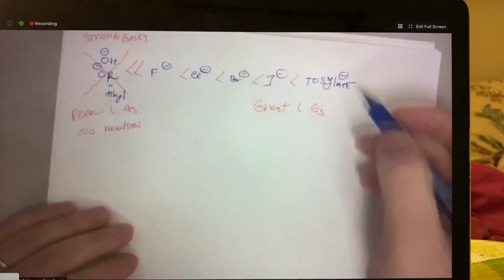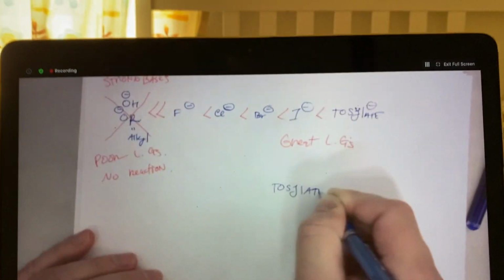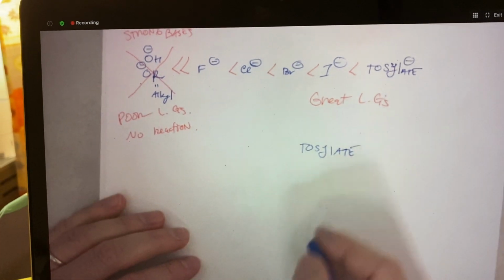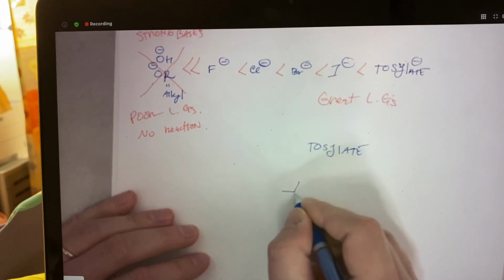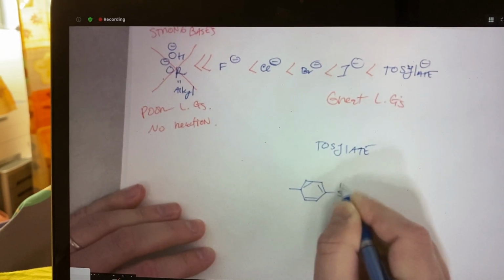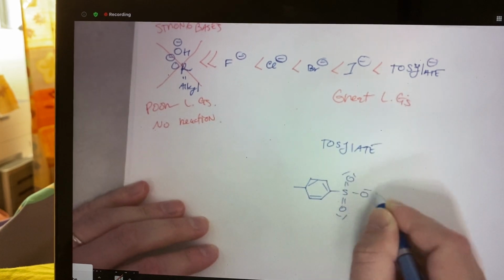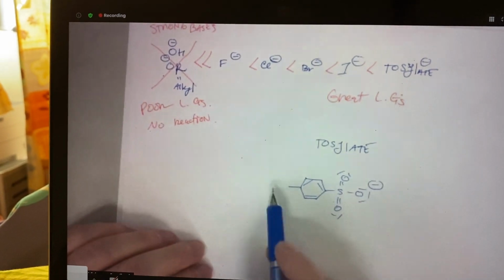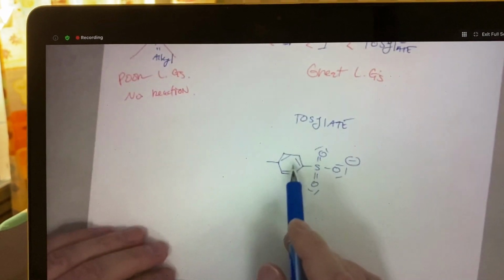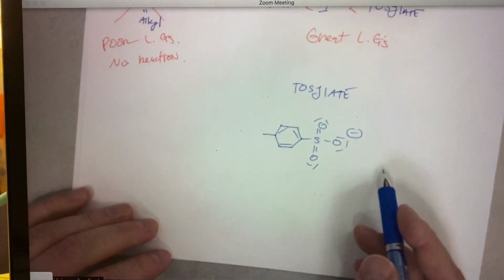Let's talk very briefly about tosylate. We'll come back to it. I wrote it terribly here. But tosylate, its name? Tosylate has this particular structure. It's para-toluene sulfonate. Okay. This is a benzene ring. This is a methyl group. And this is called tosylate.